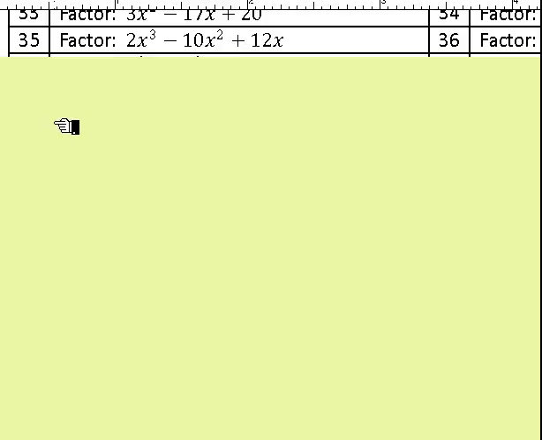Number 35, we see that we have a common factor, so let's pull that out first. From the coefficients, we have a factor of 2, and we also have a factor of x. So let's start by pulling that out. So here we're left with an x squared. Here we're left with 5x. And here we're left with 6.